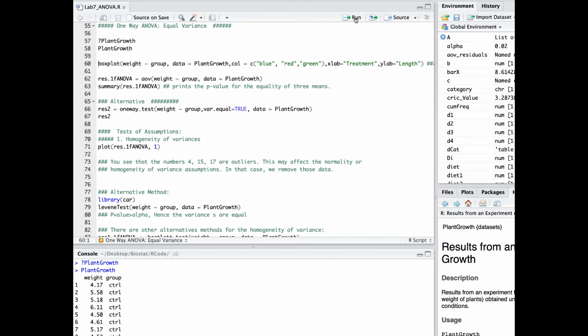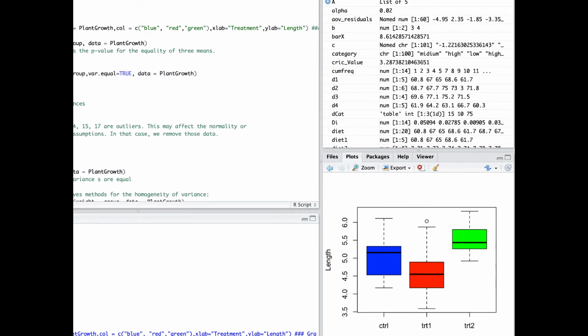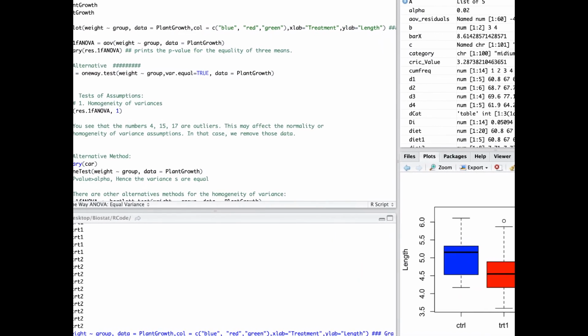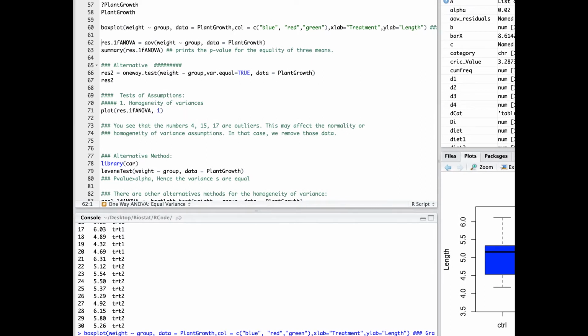Let's run this code. This is what I get. From here you see that the treatment one group has a lower average weight than the control group and the treatment two group, and it looks like the treatment two group has a higher median. But we want to make sure whether these are significantly different from one another or not, so we have to do the analysis of variance.